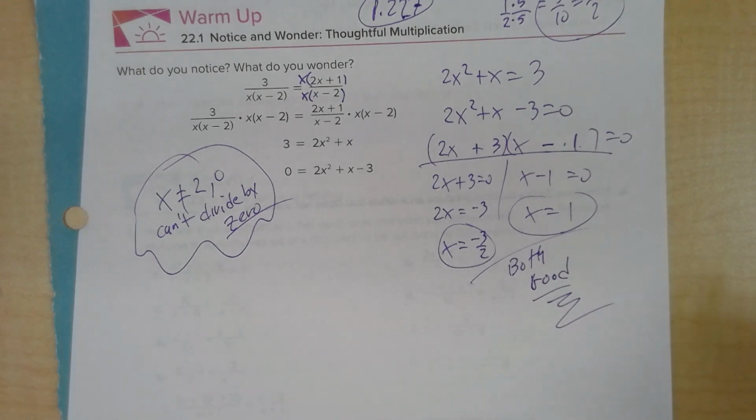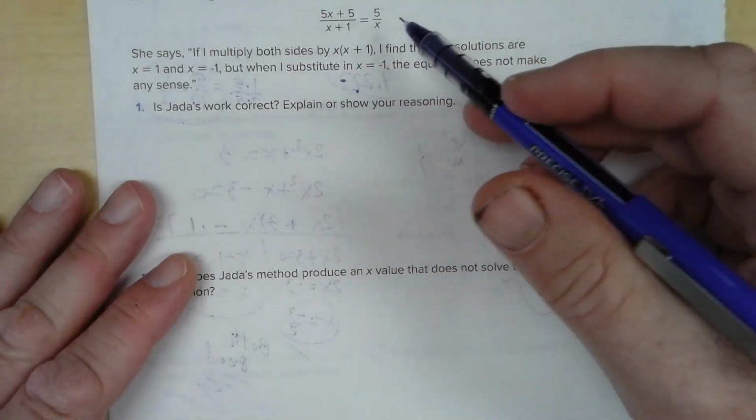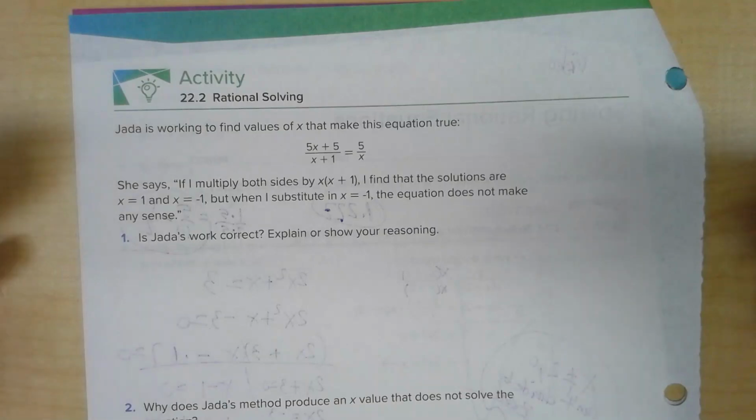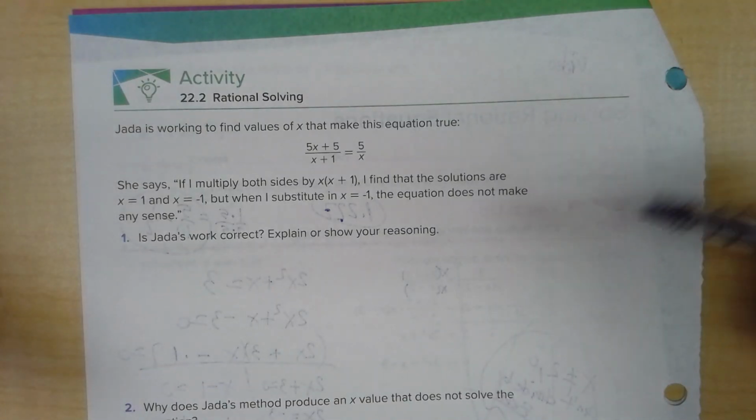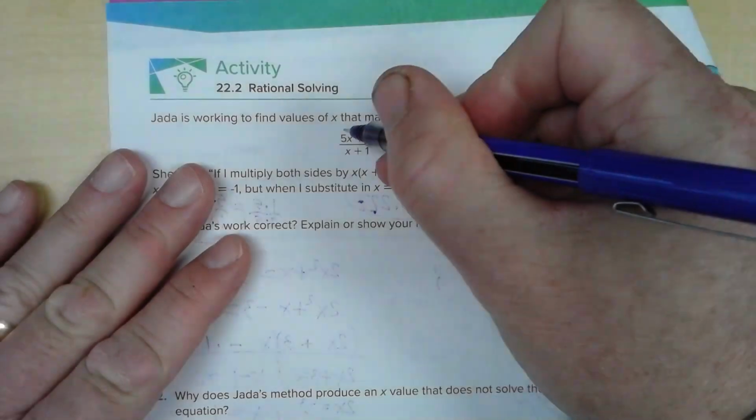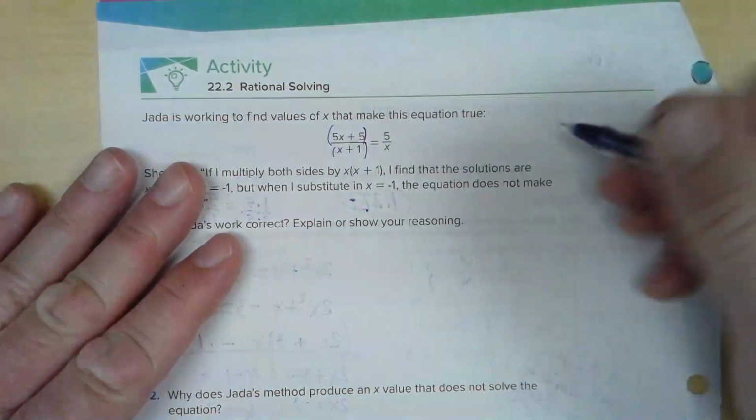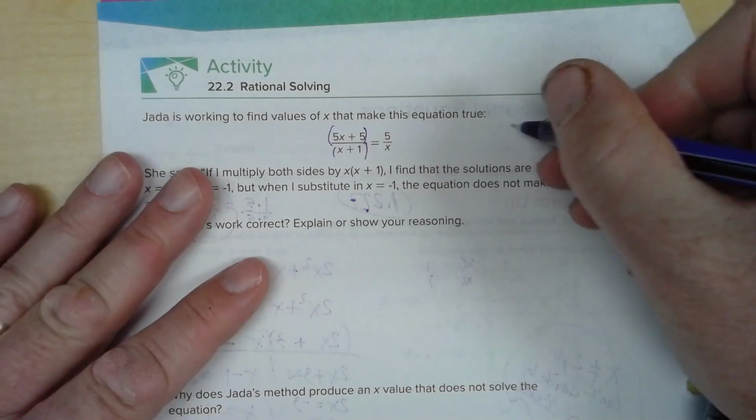All right, so here we go. We're going to solve this one. This one here, I'm not going to make them the same because it's harder that way. I'm going to cross multiply. So when I cross multiply, I'm going to put my parentheses here. But before I start, I'm going to make the puffy cloud.